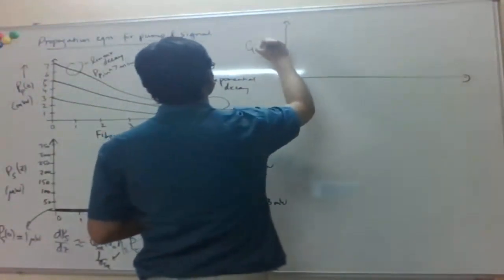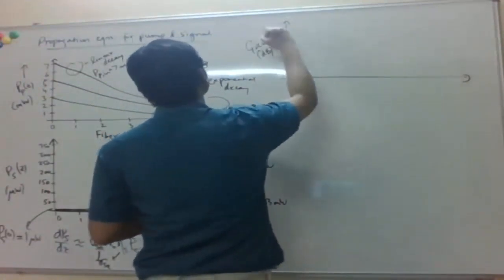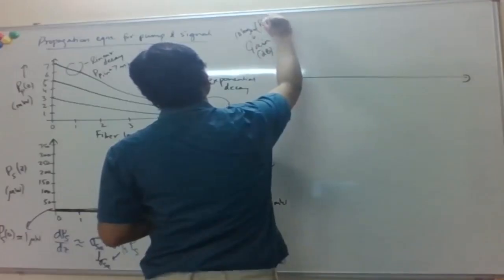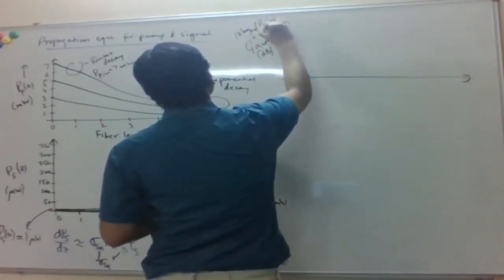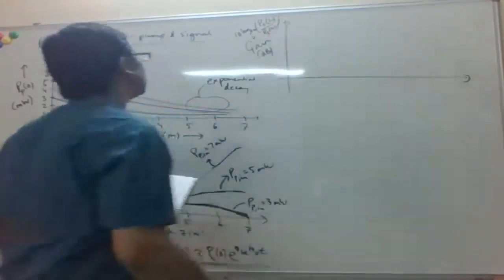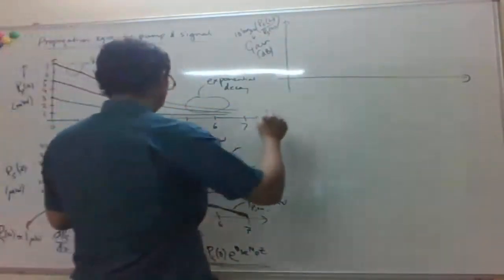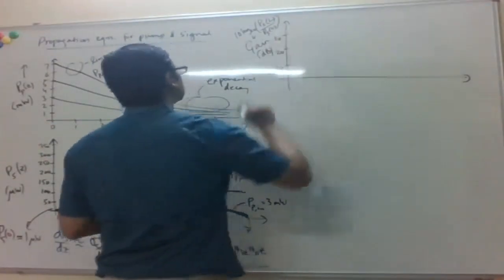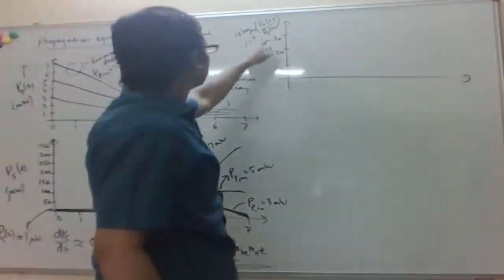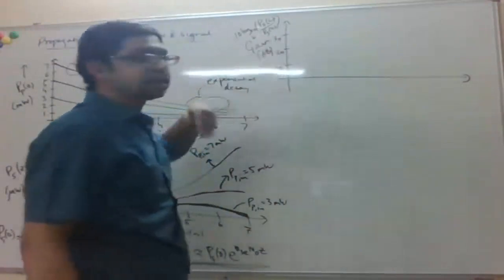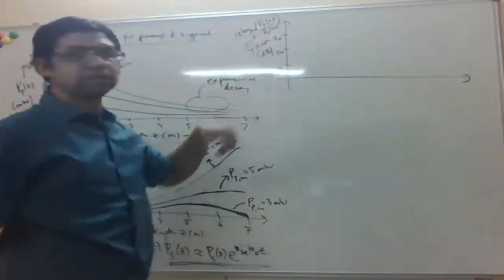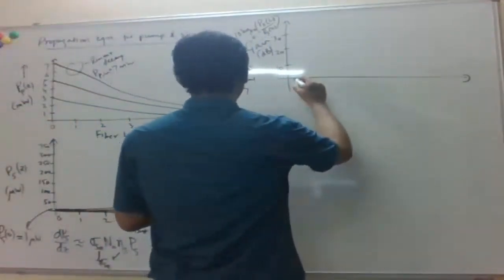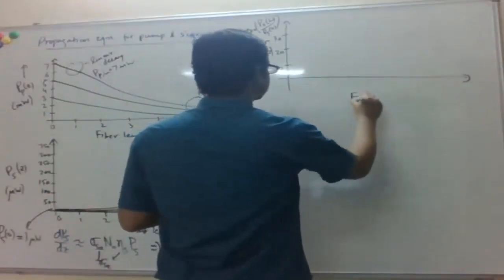Okay, so this is gain in dB, which means this is 10 log10 of the signal power at the output divided by the signal power at the input. So 10 dB gain means the output power is 10 times, 20 dB means the output power is 100 times, and 30 dB means the output power is 1000 times the input. So for different pump powers, again the x-axis is fiber length.